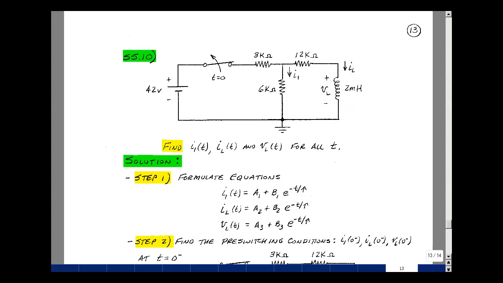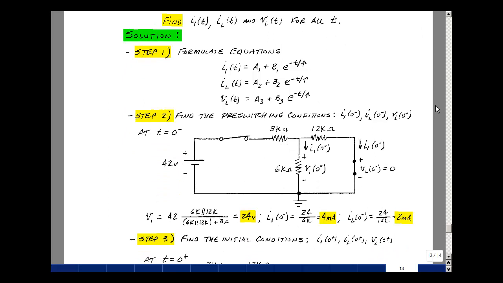Using our 6-step algorithm, our first step is to formulate the equations. I1, I sub L, and V sub L are first-order differential equation solutions of the form a plus b times e to the minus quantity t minus t0 over tau, but t0 is equal to 0. Since we have three different quantities, let's call the first one with a 1 subscript, the second one with a 2 subscript, and the third one with a 3 subscript.